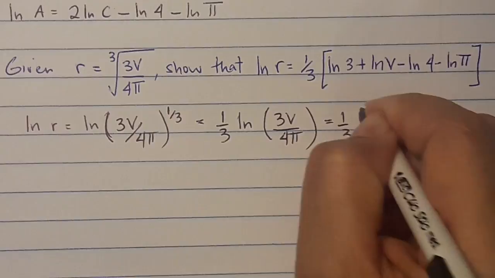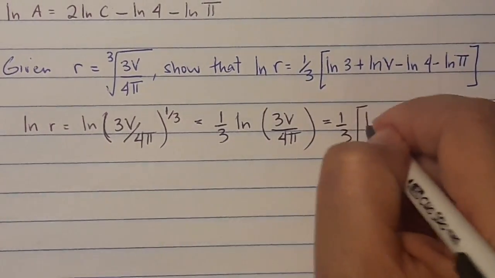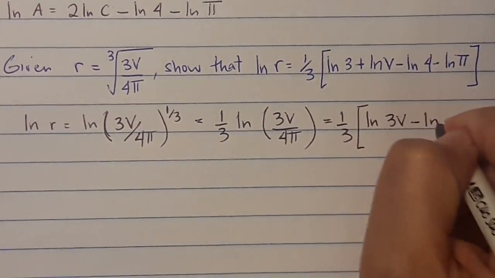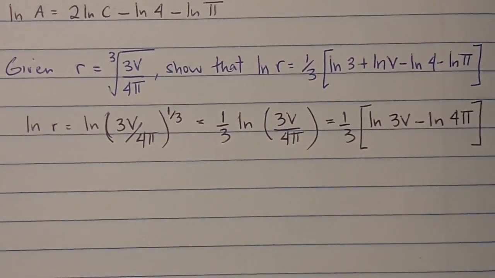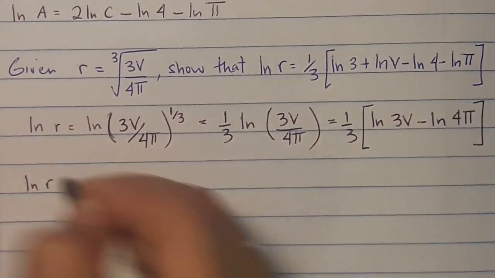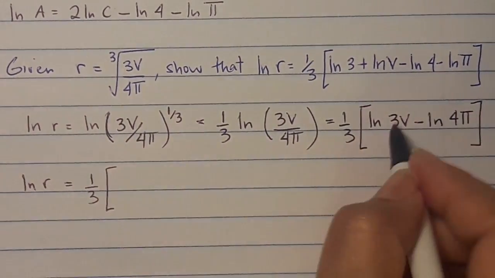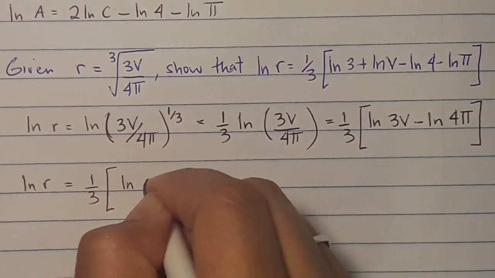Because it's division, it's going to become subtraction. So it's log of 3v minus log of 4 pi. Alright, now I'm going to separate each thing. So log of r equals 1/3. Log of 3v, that's multiplication, so it's going to become addition.